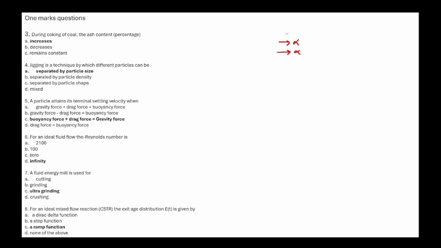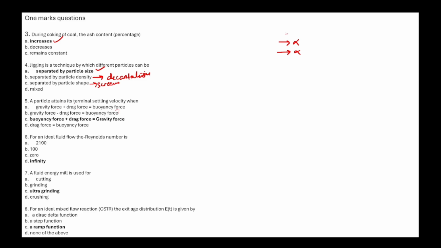During cooking of coal, we know that the ash content increases. Jigging is a technique by which different particles can be separated by size. When you separate by particle density, it is called decantation. Separated by particle size and particle shape is screening. So the first one is the answer.